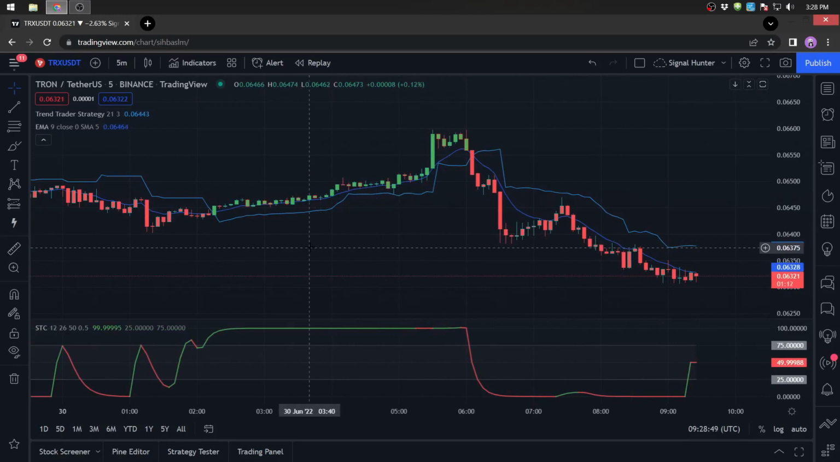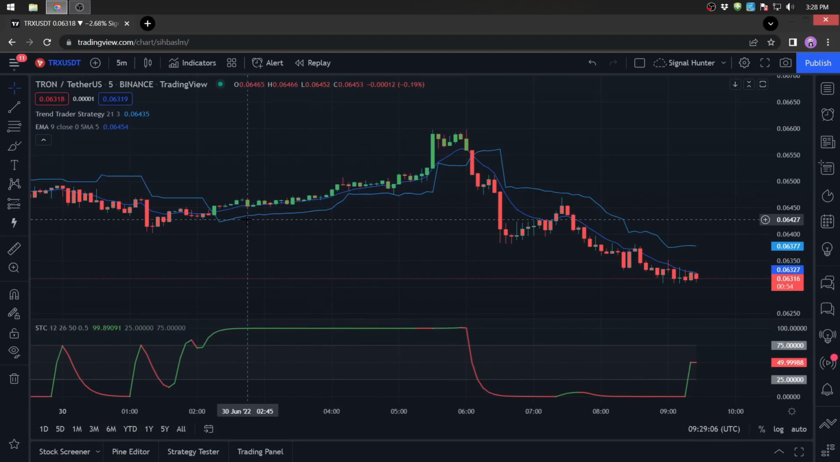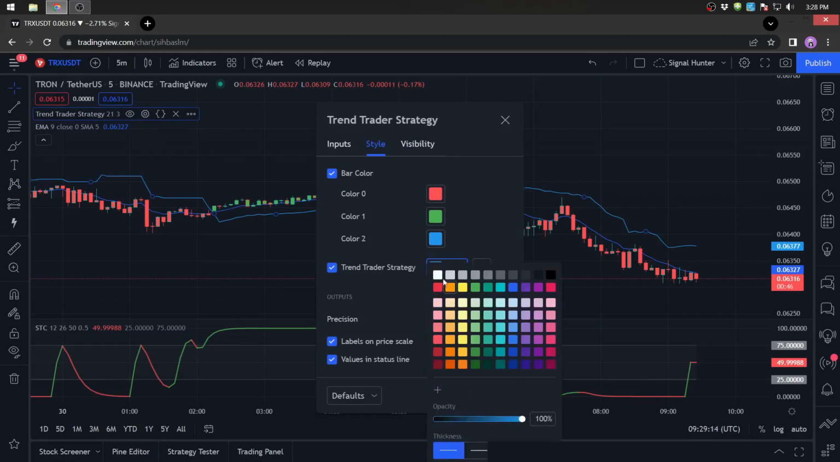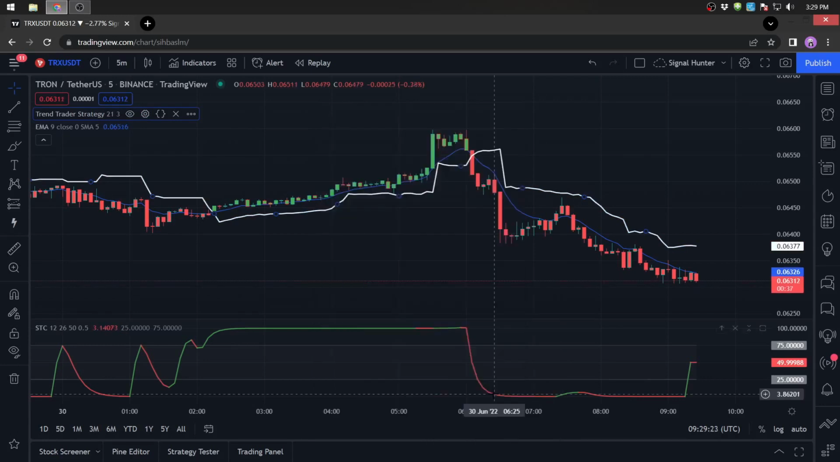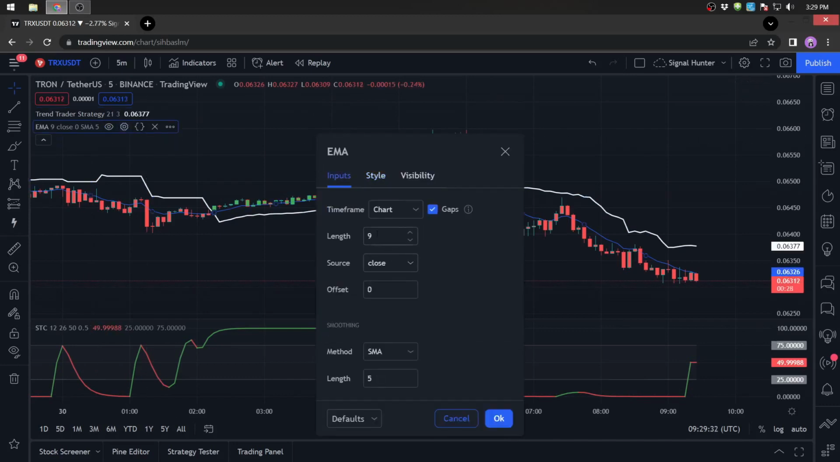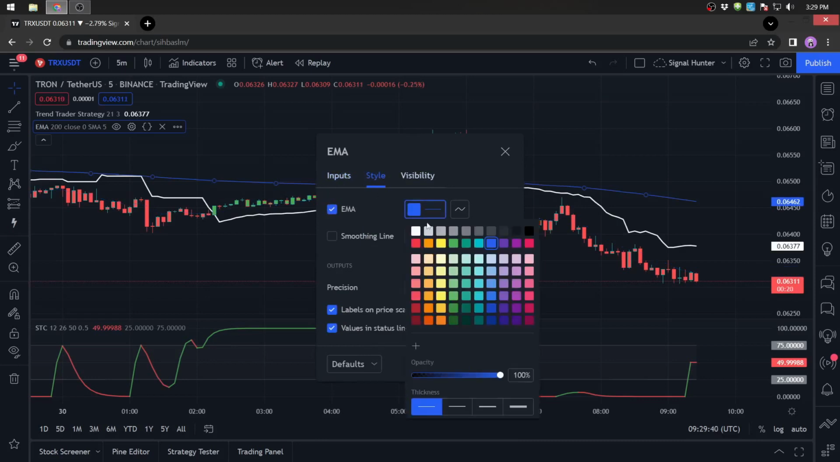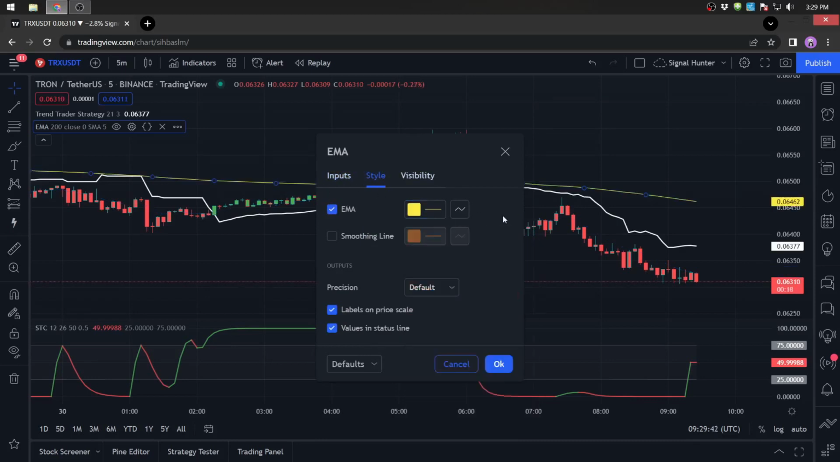So now I have to set up the 3 indicators to look more attractive and catch the pure signal. First, go with Trend Trader Strategy. I simply change the color to white, and to look more attractive I change the thickness, and everything else will be default, and simply save. So now I want to change the EMA setting. The default EMA length is 9, so I need 200 EMA. I simply write here 200, and from the style tab I change the EMA color to yellow, and to look more attractive I change the thickness and simply save.